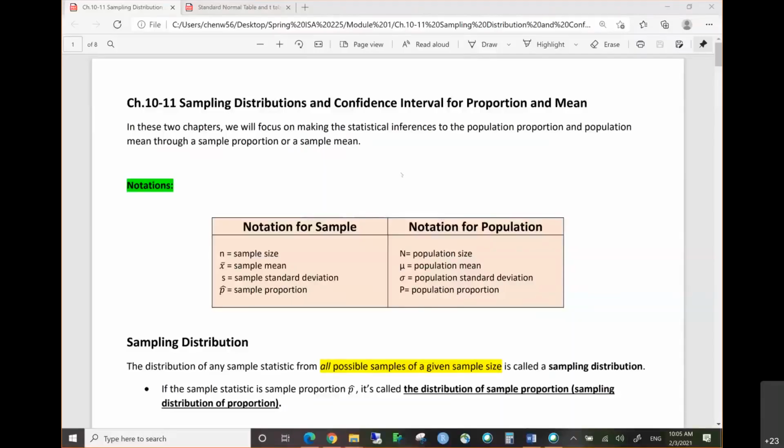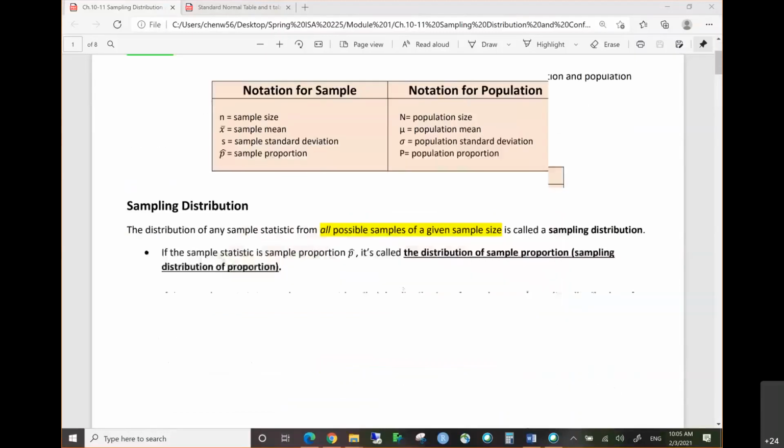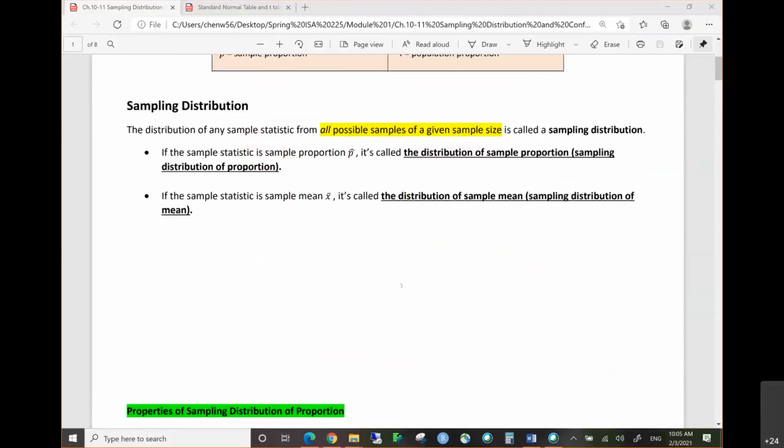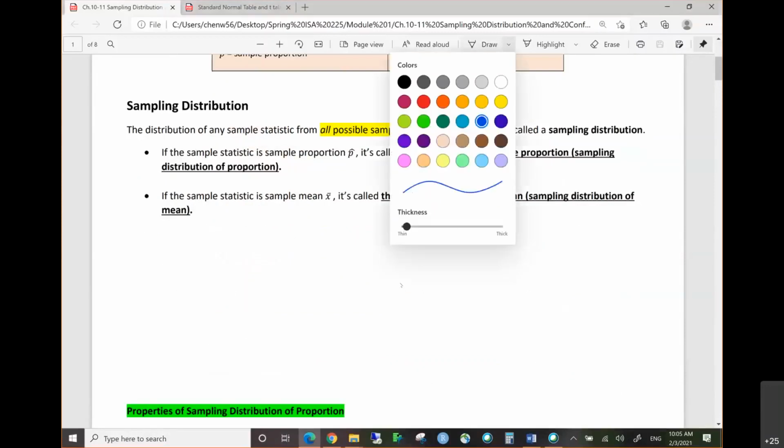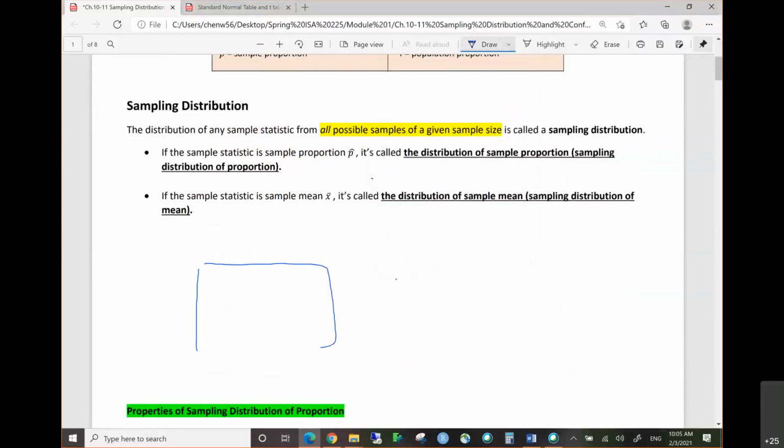So last class we talked about the sampling distribution, right? Do you still remember what the sampling distribution is? We say we have a population, and then all possible samples with the same sample size.